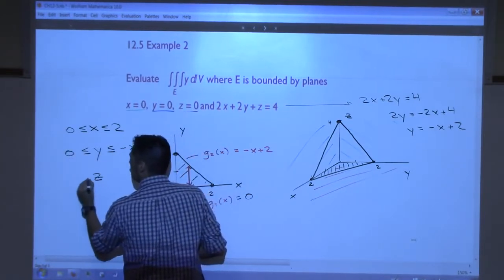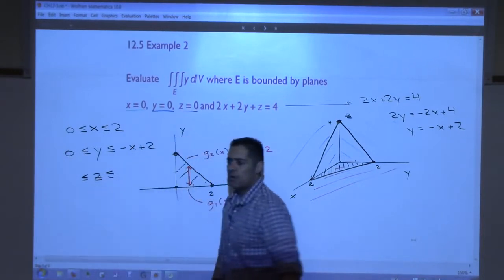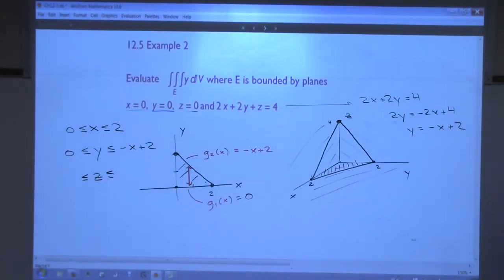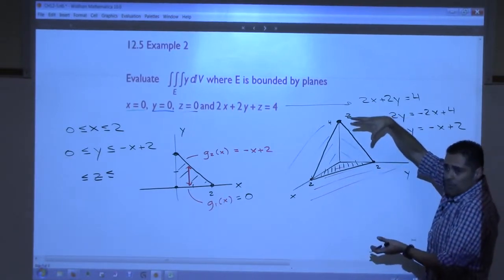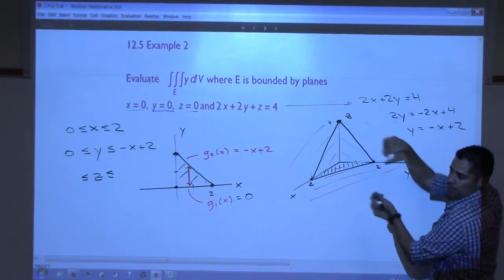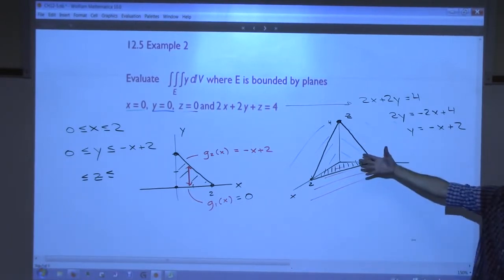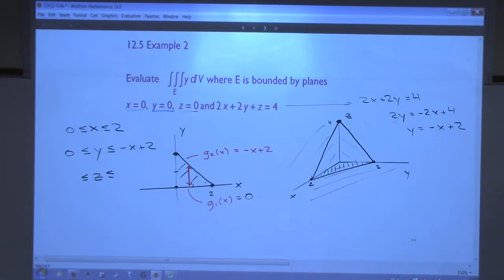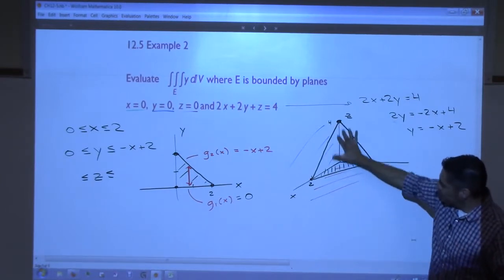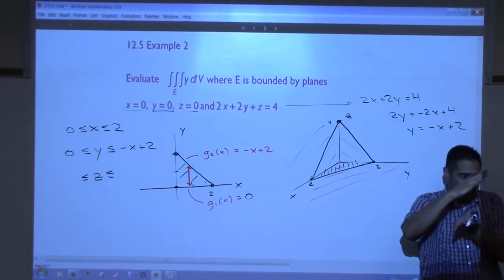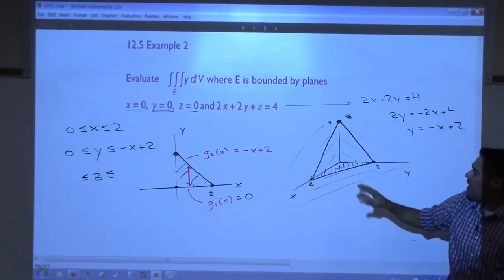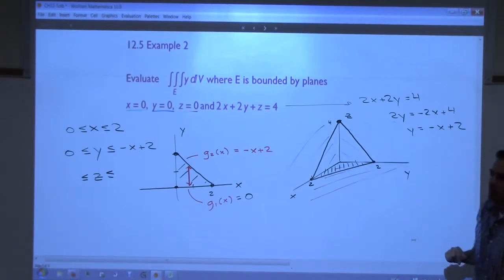The last thing we need to figure out is what our restrictions on z are. And this is where we have to look back to the 3D picture and figure out what the top surface is and what the bottom surface is. So, Bessie, what is the top surface for this region E? It's the plane, isn't it? This triangle basically is the top of the solid. So how am I going to write that plane as a function of x and y?